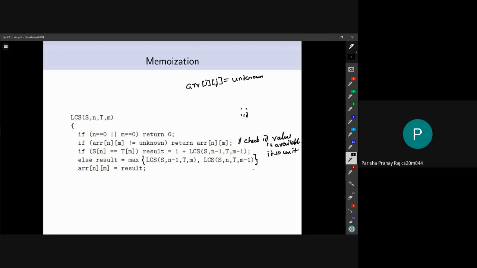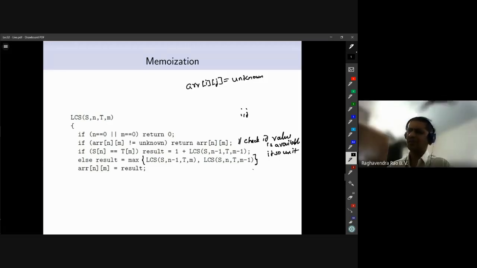Sir, how is this better than the iterative approach? See, I didn't claim that this is better. This is just another way of doing it. Better? I would say iterative is still better because it never makes any recursive calls.